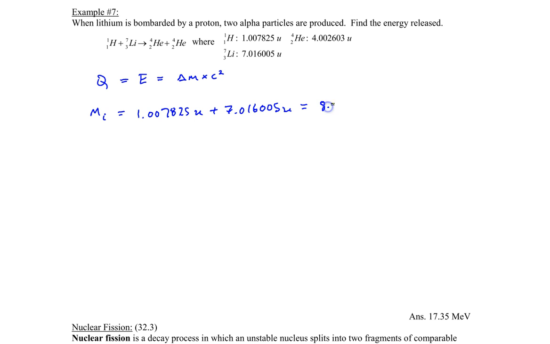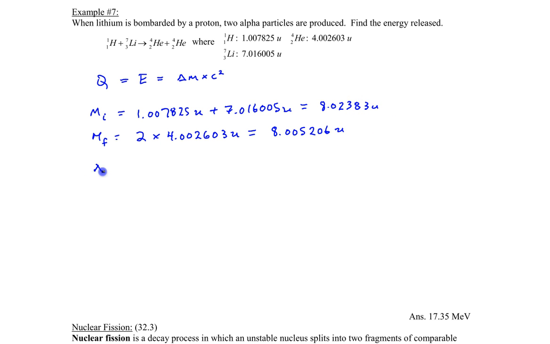That gets you a mass of 8.02383 u, and then we're going to find the final mass, and that would be 2 helium nuclei. So we have 2 times 4.002603 u, and we get 8.005206 u. And you can see that the mass has decreased.